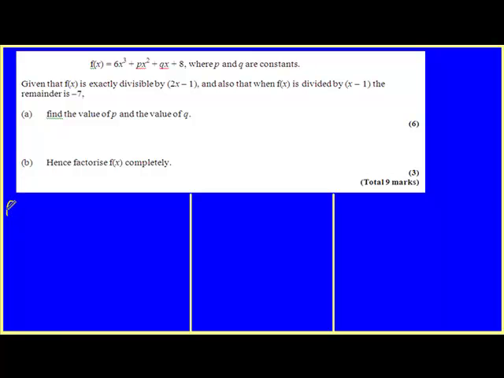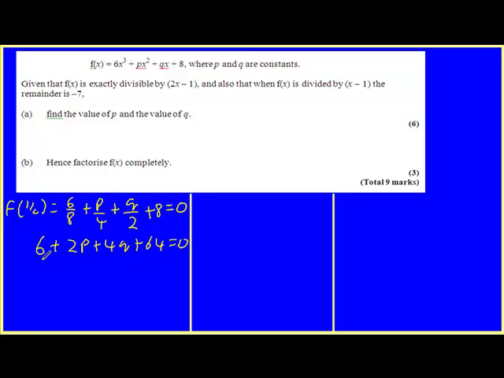So basically f of a half, which will be 6 over 8, p over 4, q over 2 plus 8, and this is the most important thing, is equal to 0. If I multiply by 8, I'm left with 6 plus 2p plus 4q plus 64. If I take the 64 and the 6 over, which becomes 70, and over to the other side, I'm left with 2p plus 4q equals negative 70.